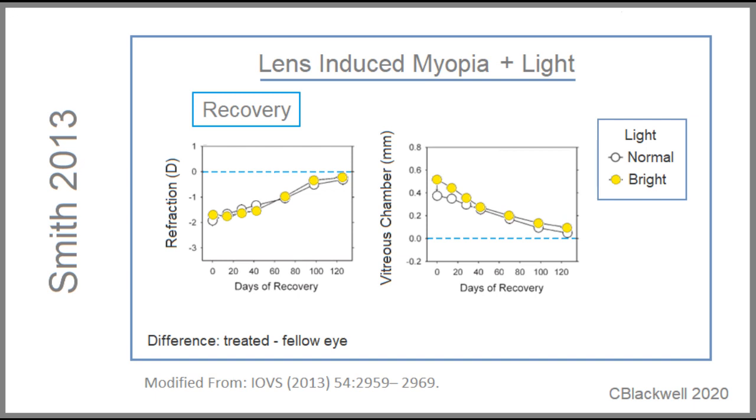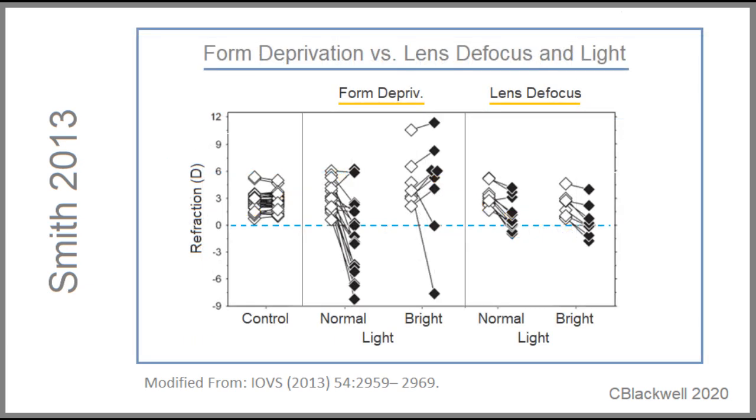Thus, in the monkeys with lens defocus, bright light did not affect myopia development or recovery. The Smith group, who did these studies, presents this summary graph. Controls are on the far left. In the form deprivation group, bright light significantly reduced myopia development. Whereas, in the lens defocus group, bright light had no significant effect on myopia development. Why this is so is currently unknown. It does leave us with the question of which model applies to the documented role of sunlight in myopia development.